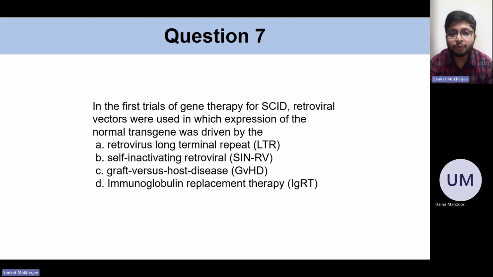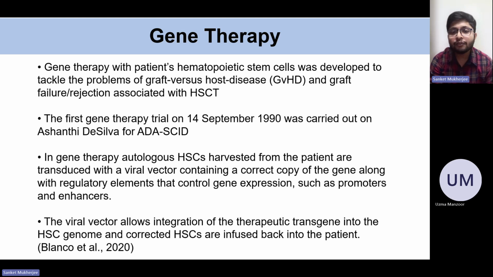Okay, so the answer to this question is: in the first trials of gene therapy for SCID, retroviral vectors were used in which expression of the normal transgene was driven by retrovirus long terminal repeats. So let's see. Gene therapy with hematopoietic stem cells was developed to tackle the problem of graft versus host disease and graft failure rejection associated with transplants. The first gene therapy trial, on 14 September 1990, was carried out on Ashanti DeSilva for SCID. That's why it's called ADA-SCID.